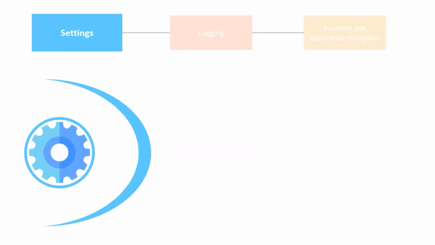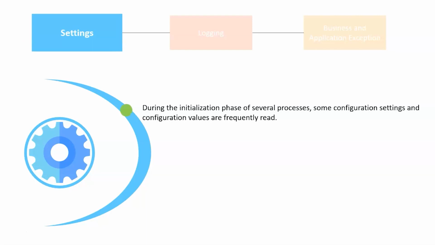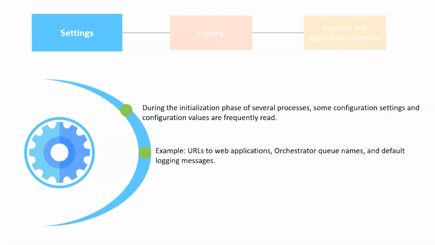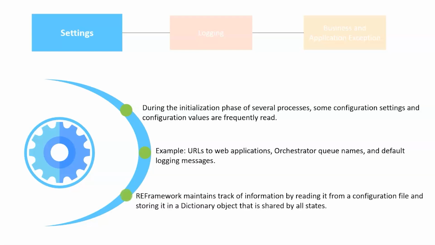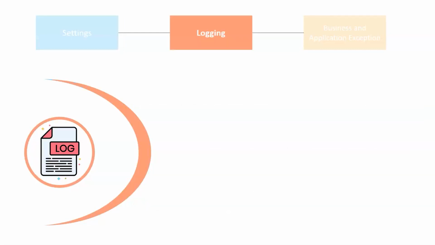Settings. During the initialization phase of several processes, some configuration settings and values are frequently read, like URLs to the web application, orchestrator queue names, and default logging messages. The ReFramework keeps track of this information by reading it from a configuration file and storing it in a dictionary object shared by all states. Instead of updating workflows directly, this provides a simple way to manage projects by adjusting values in the configuration file.